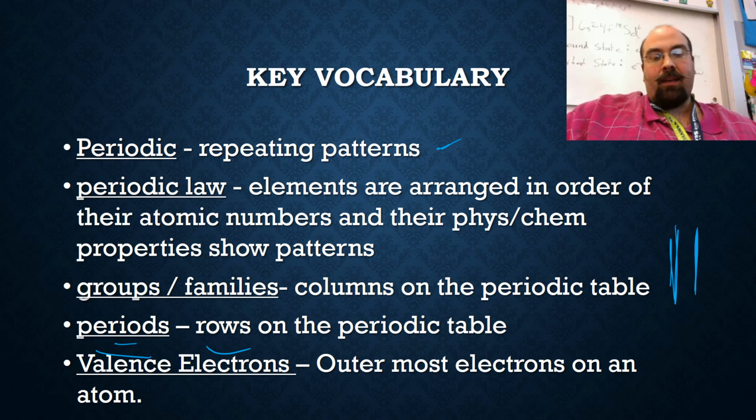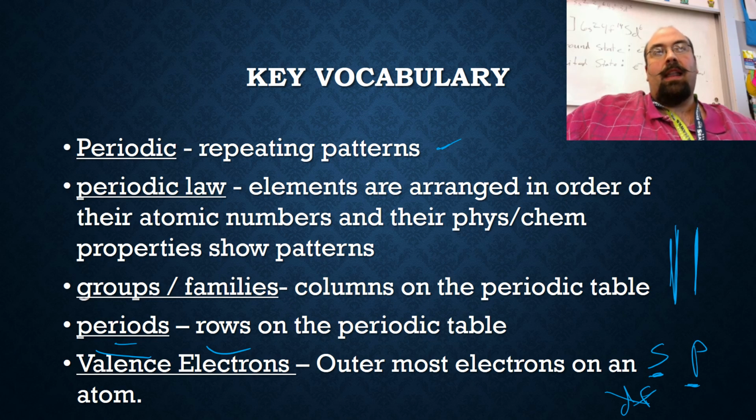And then valence electrons, these come up way more in the next unit. Those are just the outermost electrons on an atom. Basically, they're the ones that are in the S and P suborbitals. The D and the F are weird. We don't really count them as valence electrons. So it's just however many S and P electrons are in the S and P suborbitals. That's what we call valence electrons.